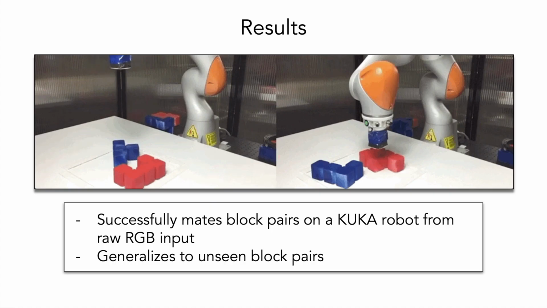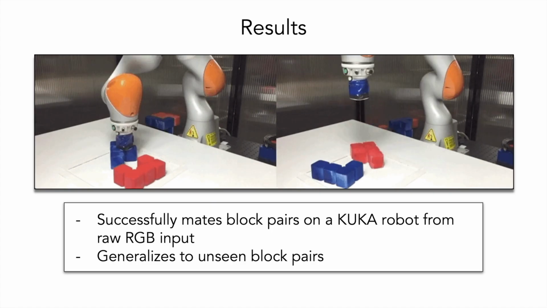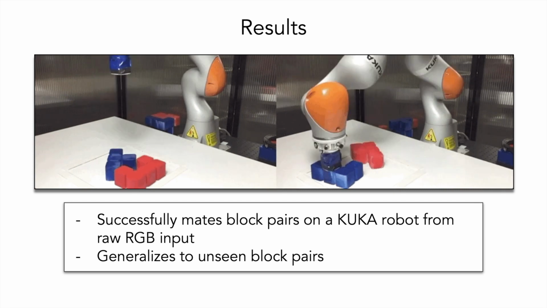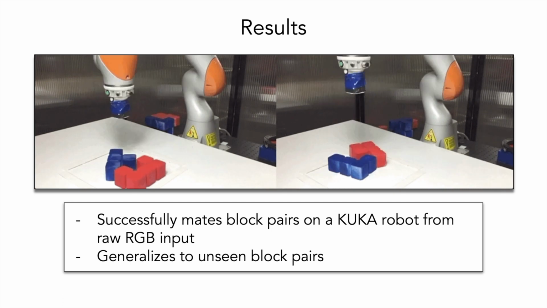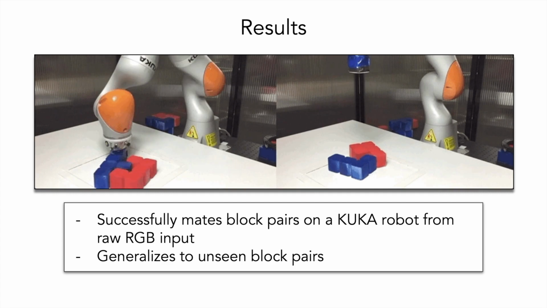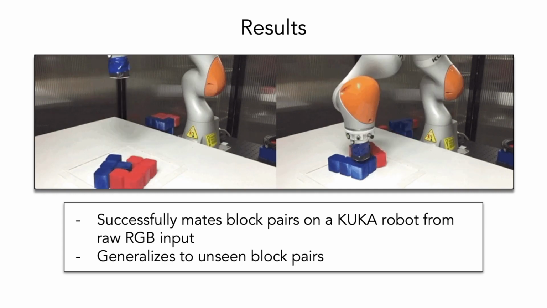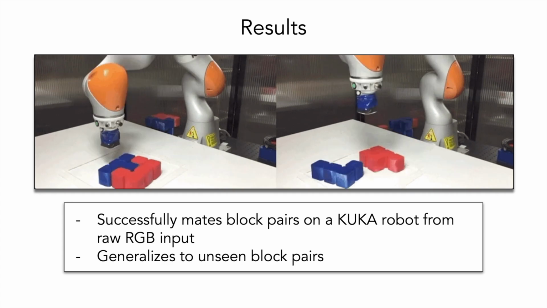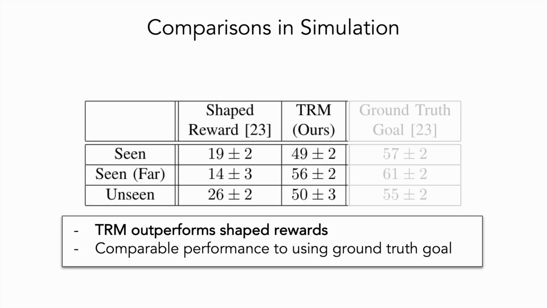TRASS solves the problem of block pair mating on a physical robot from raw RGB input. Here we demonstrate a KUKA robot solving the block pair mating problem on a flat tabletop. TRASS is able to successfully mate the block pairs with a 75% success rate and generalizes to unseen block pairs.